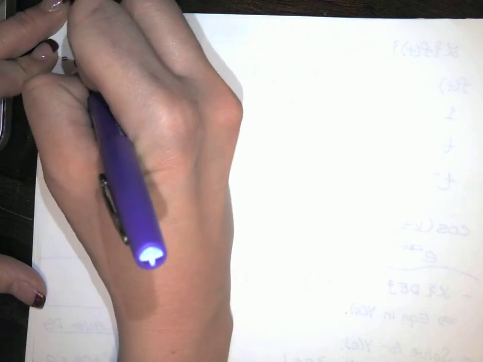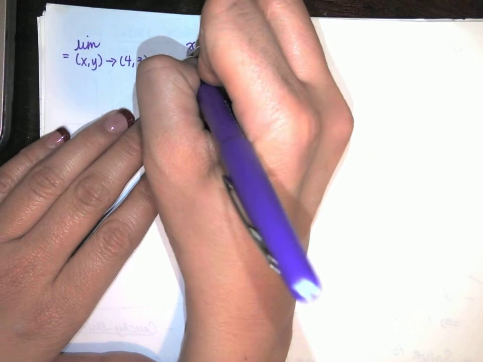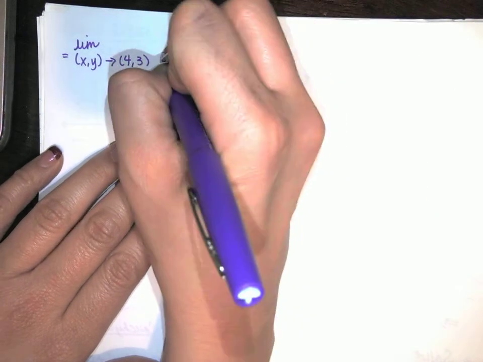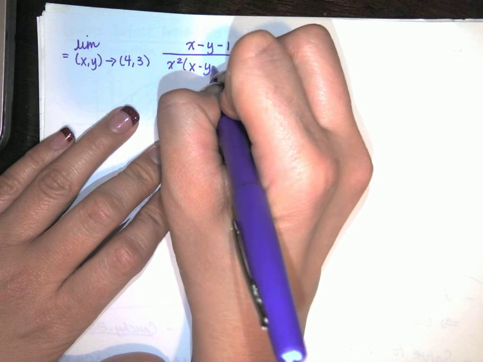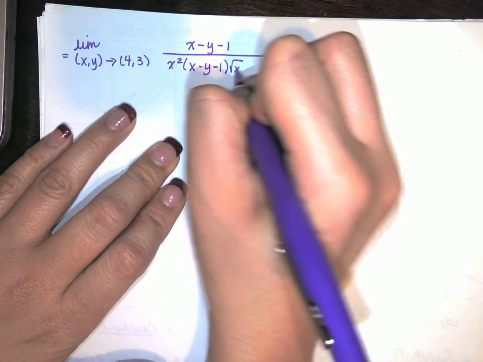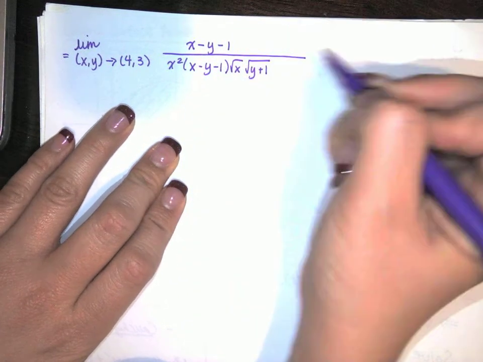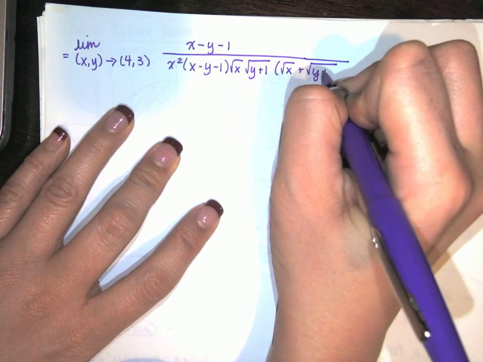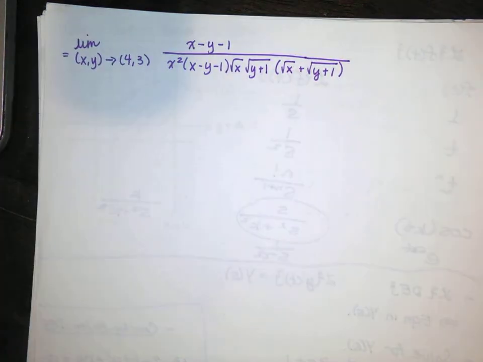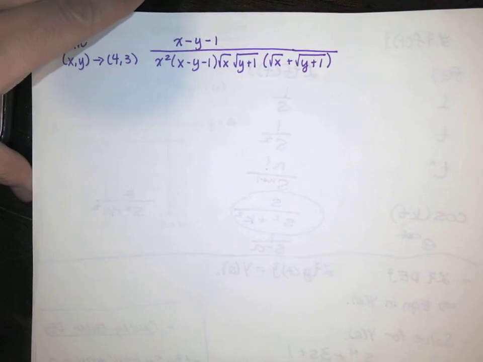Okay, so we've got the limit as xy approaches 4, 3, and in our numerator we've got x minus y minus 1, all divided by x squared times x minus y minus 1 times the square root of x times the square root of y plus 1 times this quantity. Oops, that's kind of sideways. There we go.